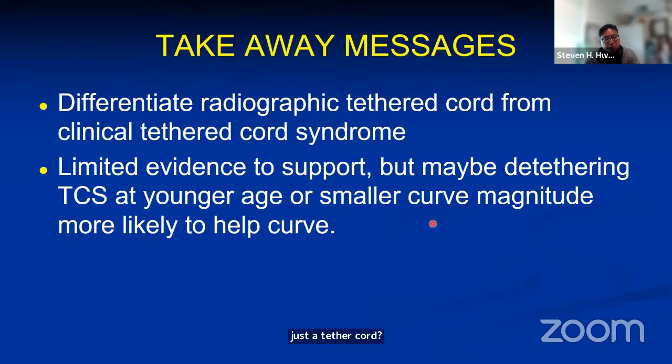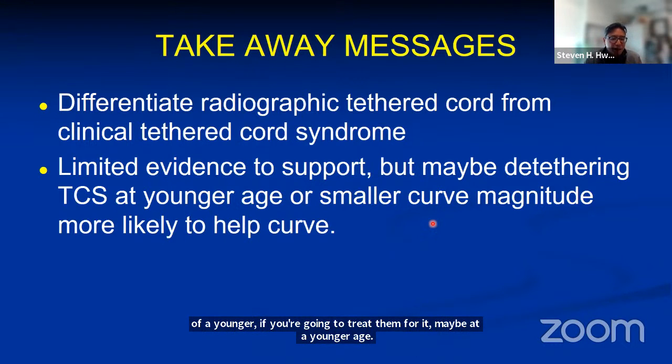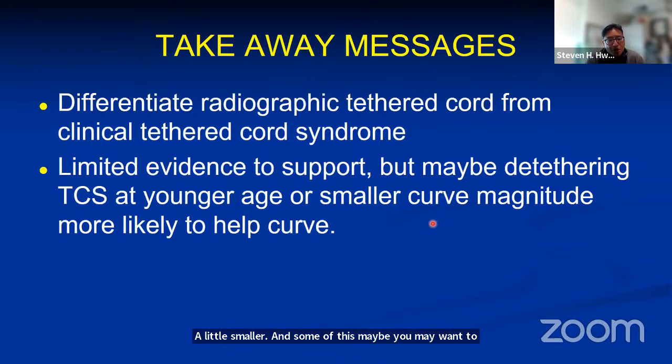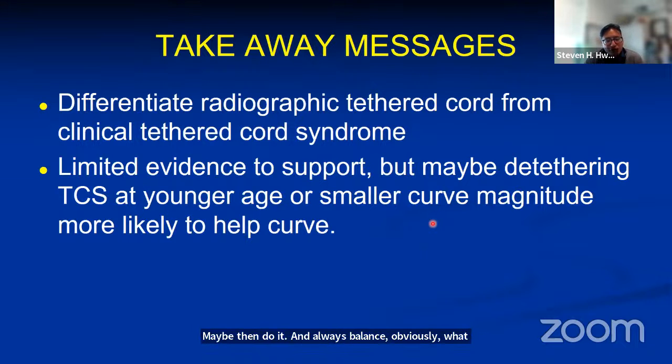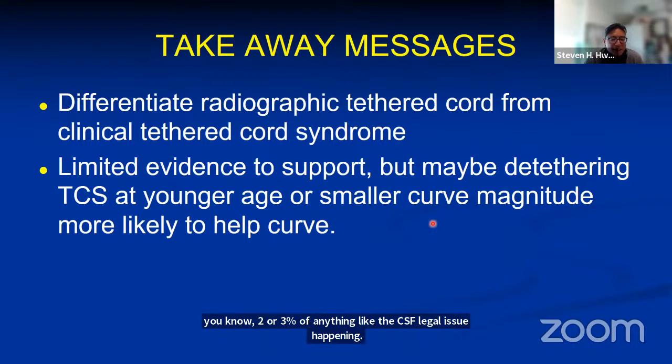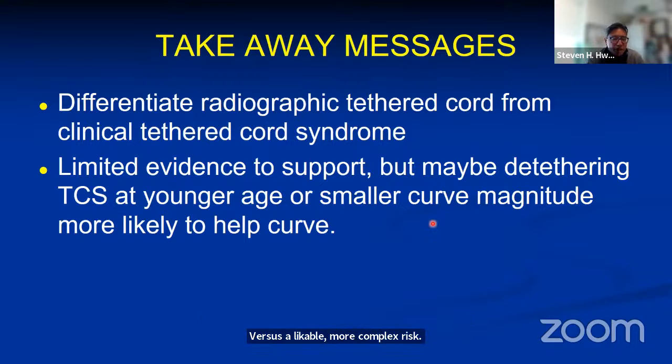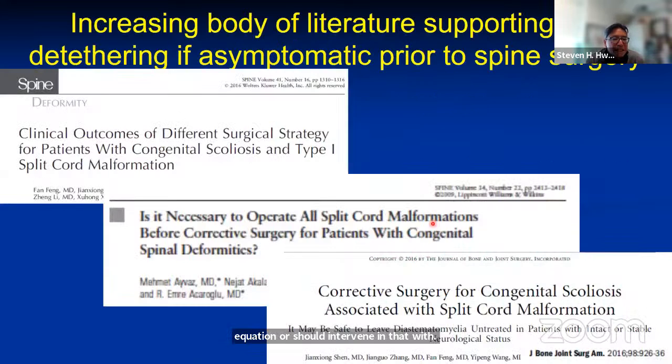And then there's limited evidence, but consider the same themes: if you're going to treat them for it, maybe at a younger age, or when the curve's a little smaller. And for some of this, you may want to brace a child and temporize, see how they do. If they still progress, maybe then do it. And always balance, obviously, what you're doing. If it's a simple fatty filum with a risk of 2 or 3% of anything like a CSF leak or wound issue happening, versus a lipomyelomeningocele that's a more complex risk that comes into the equation of whether you should intervene or not, which obviously makes it a little more ambiguous.